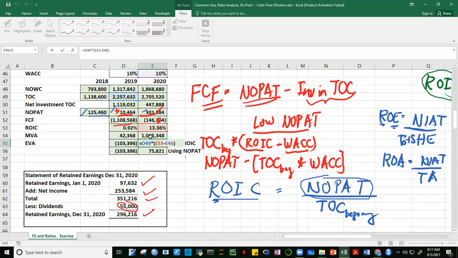Same thing here. It's your TOC at the beginning. And then get the difference between the ROIC and the WACC. Okay? And we know that this is 3.36 multiplied by the beginning capital. So we will have a positive EVA. Okay. Any questions, guys, with EVA? Paki-chat ulit, guys, kung clear so far yung EVA unless you have questions.